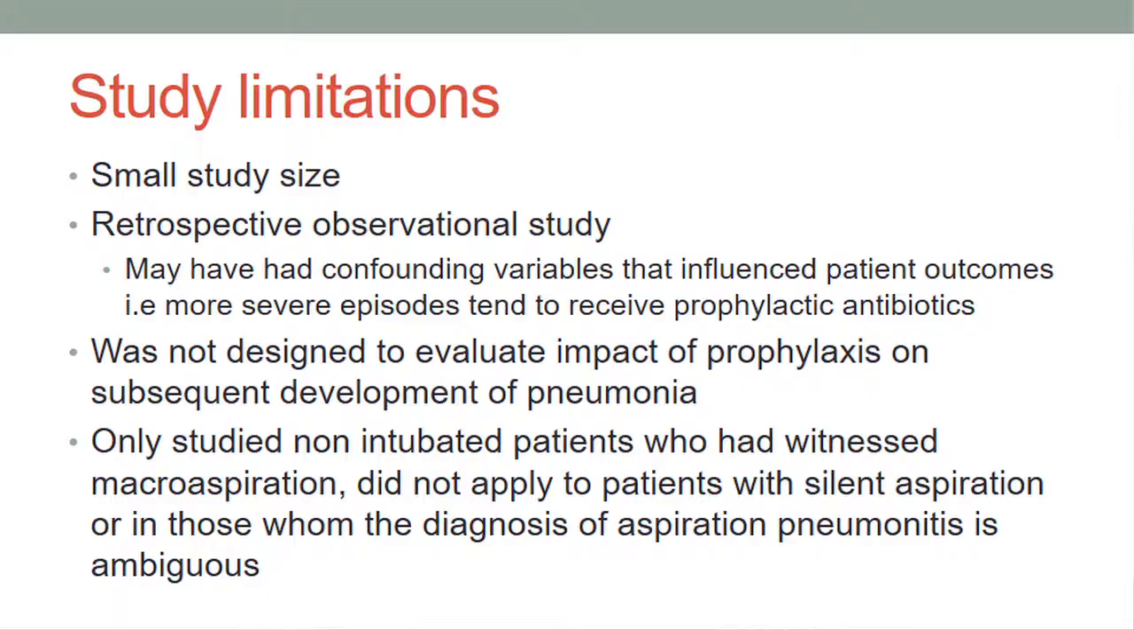So this study obviously had several limitations. It had a small study size, it was retrospective and observational, and potentially could have had many confounding variables that influenced what happened to the patients, one of them being that the ones who had more severe initial episodes tended to receive prophylactic antibiotics. And the study wasn't designed to evaluate the impact of prophylaxis on the subsequent development of pneumonia.